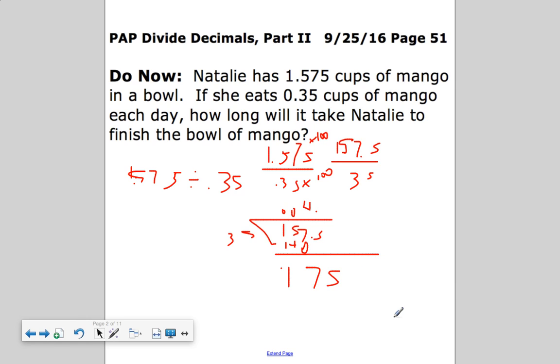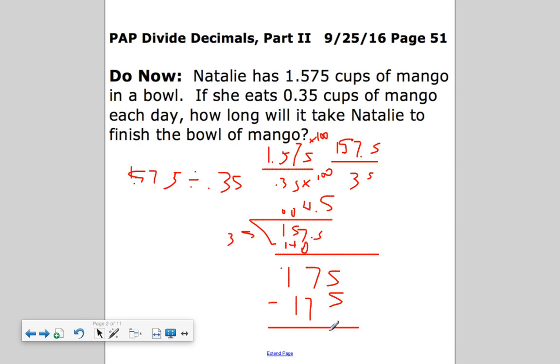How many groups of 35 go into 175? How many groups of 35 go into it? 35 plus 35 is 70. Plus 35 more, 105. Plus 35 is 140. Plus 35, 5 times exactly.